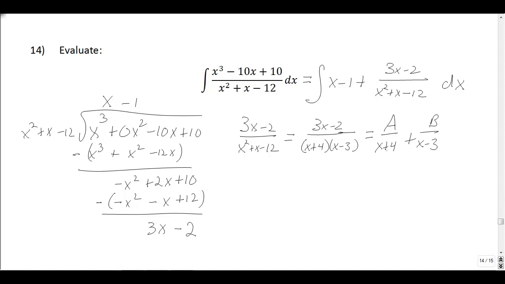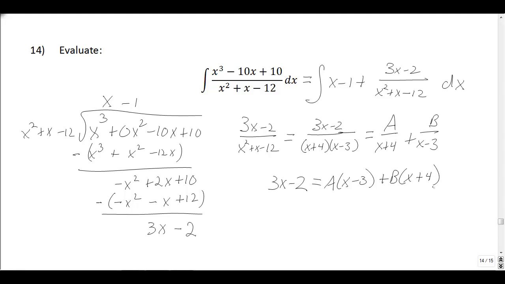And then I'm going to multiply 3x minus 2 over x squared plus x minus 12. Well, really, 3x minus 2 over x plus 4 times x minus 3. I'm going to multiply both sides by x plus 4 times x minus 3. On the left, those cancel for 3x minus 2. On the right, the x plus 4 and the x plus 4 cancel. So I get a times x minus 3. B times x minus 3, the x minus 3's cancel. So I'll get b times x plus 4.